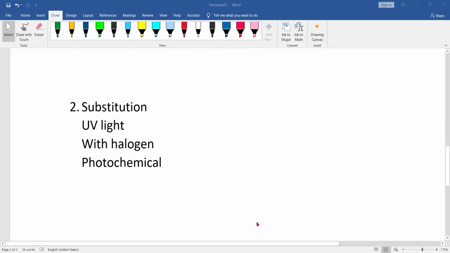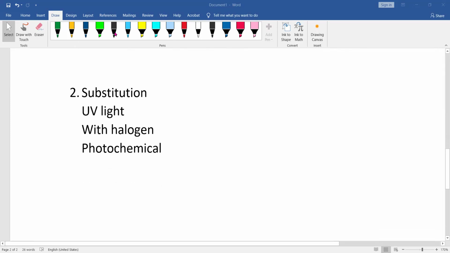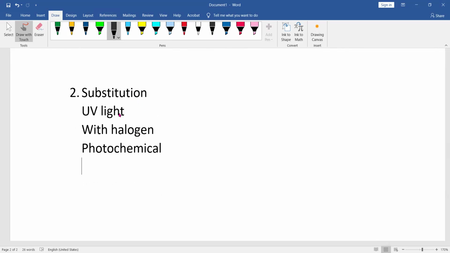Cool, right? Substitution for alkane must have UV light. It is with halogen and it's called a photochemical reaction. You must have this and this. This is the name. It is a type of photochemical reaction. So substitution is a type of photochemical reaction.